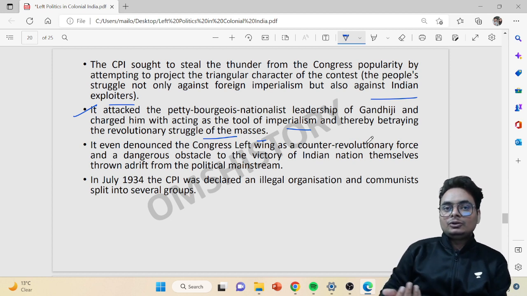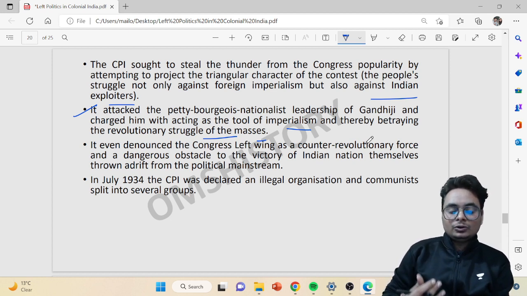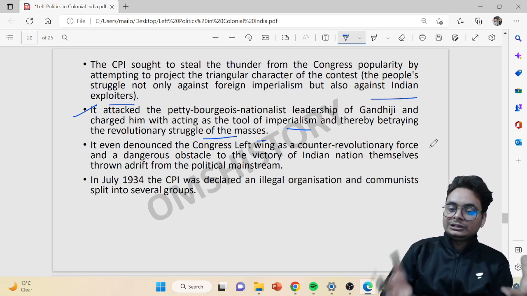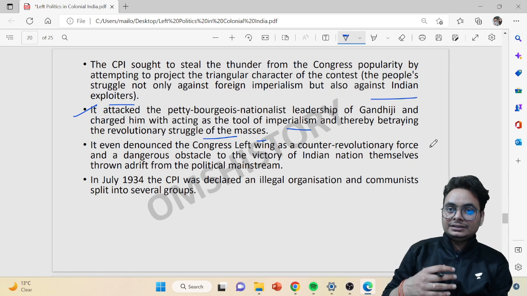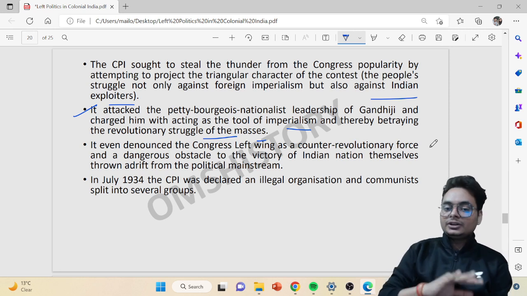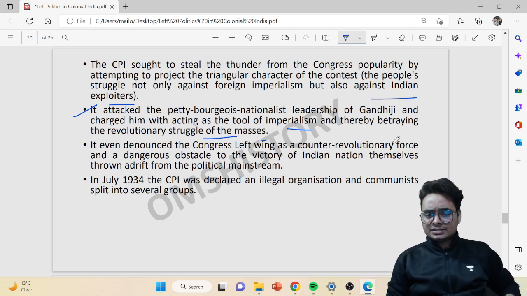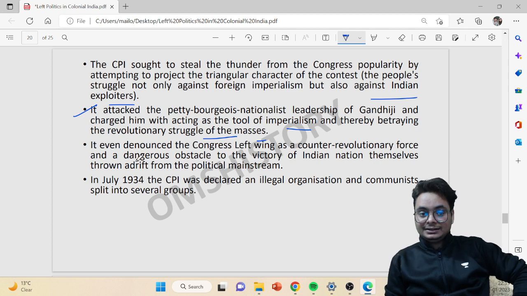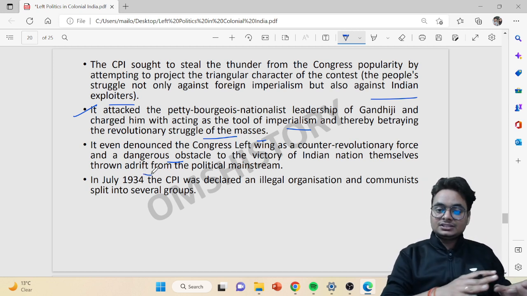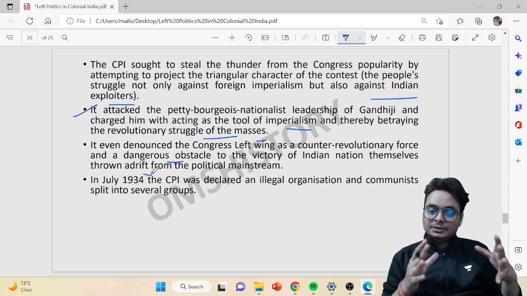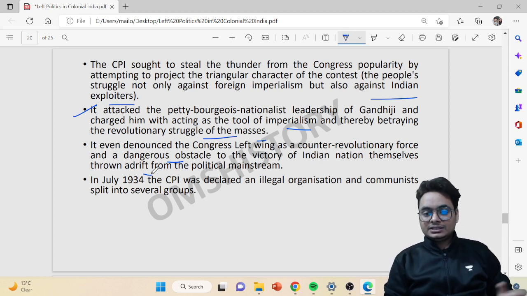While reading about RP Dutt, we hear how RP Dutt has described Mahatma Gandhi as the Jonah of a revolution, who does not want an uncontrolled mass movement or such revolution. Or it was because of Mahatma Gandhi that society could not transform, or the Indian national movement could not become a pure movement of the proletariat. It even denounced the Congress left wing as a counter revolutionary force, and treated it as a dangerous obstacle to the victory of Indian national movement, which is basically throwing a drift from the political mainstream, that the Indian nation has moved away from the political mainstream because of the politics of the Congress left wing.